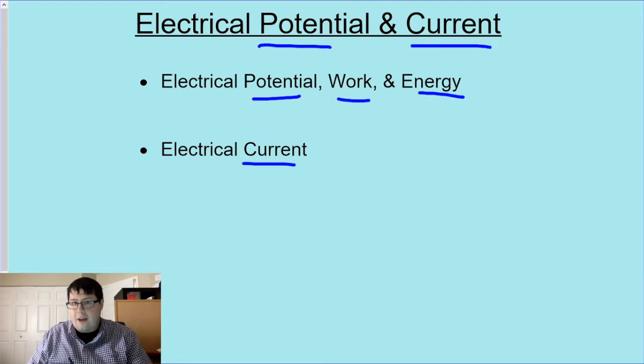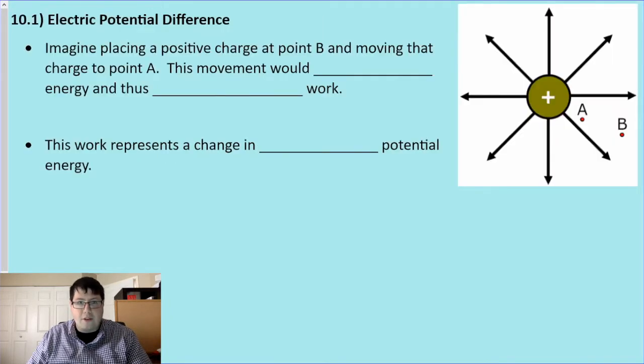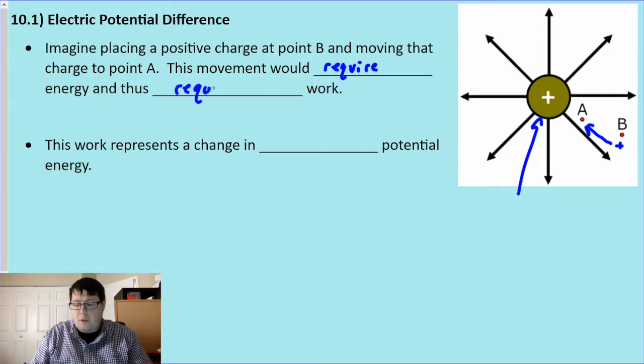To get us started off, I'd like us to consider a thought problem here in this first page. Over here we have a positive sphere, and next to it I have 2 points, B and A. And I want you to imagine what would happen if you tried to place a positive charge over here at B and move that positive charge toward A. Think about taking two north poles of a magnet and pushing them together. Well, we know two like charges are going to repel, and so that movement would require energy. And we know whenever something takes energy, that also requires work. So that movement would require energy and thus require work.